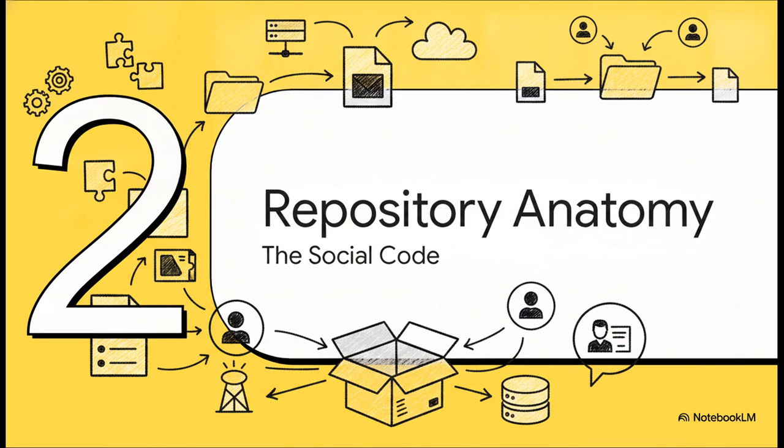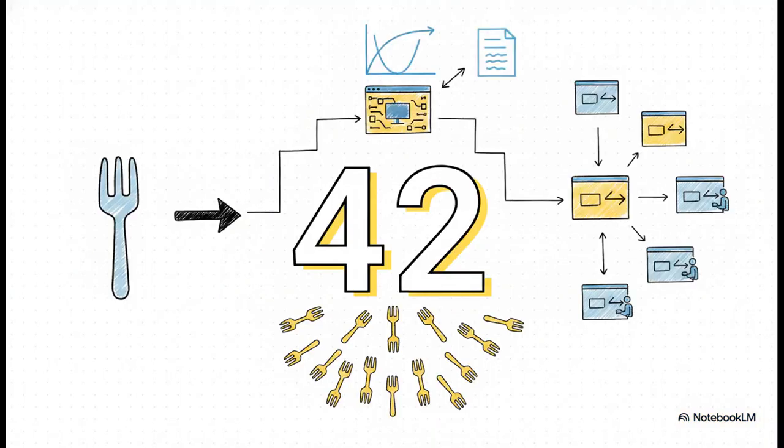Moving right along, Section 2, Anatomy of a Repository, the Social Code. So the crucial point to understand here is that this file doesn't exist in a vacuum. It lives inside a repository that acts as a collaborative workspace. Notice the number 42. In this ecosystem, that's the number of forks. But what does that actually mean?